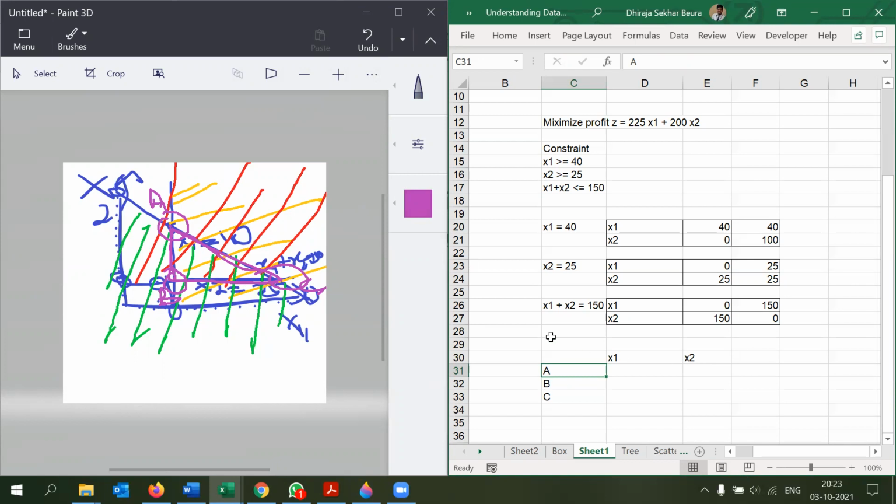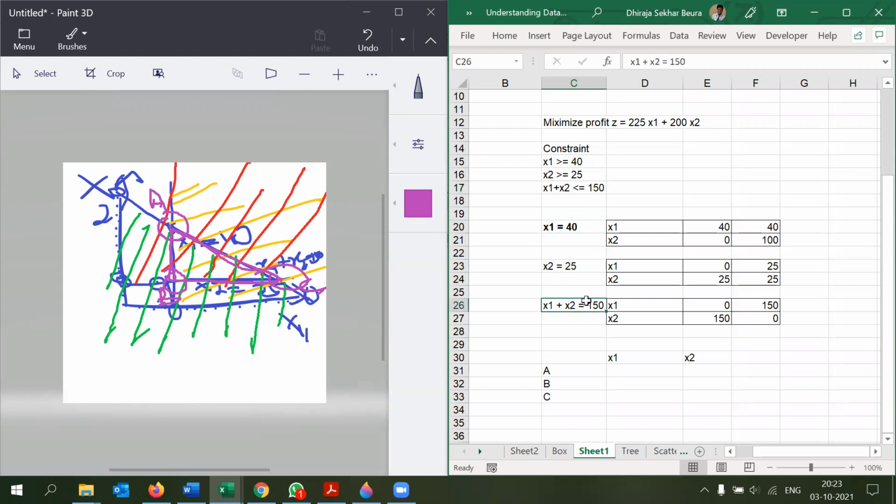Find out which equations are intersecting at that point. Now tell me, at point A, which equations are intersecting? The equations are already written there. Tell the whole thing. x1 is equal to 40, and the other, x1 plus x2 is equal to 150. Perfect. Let me highlight those equations. So basically it becomes 110. You are right. So we said x1 is equal to 40.